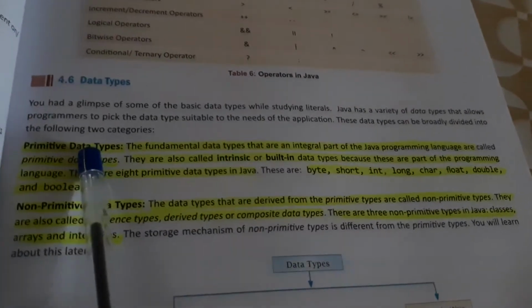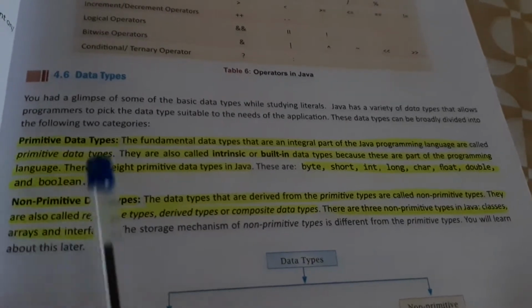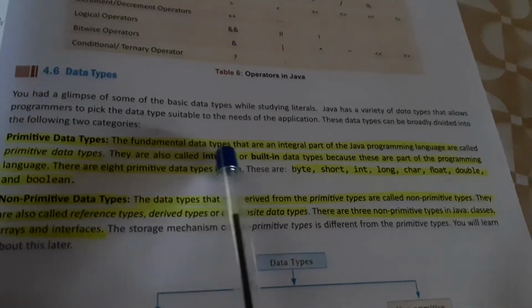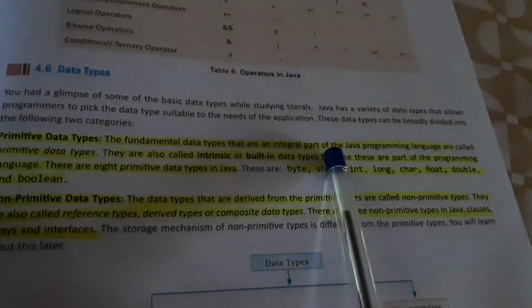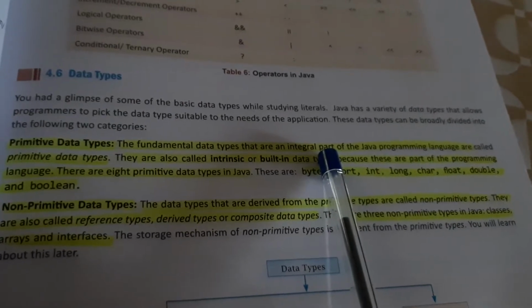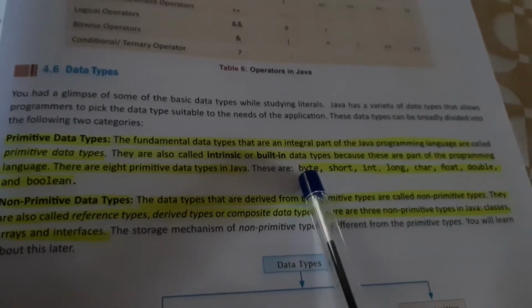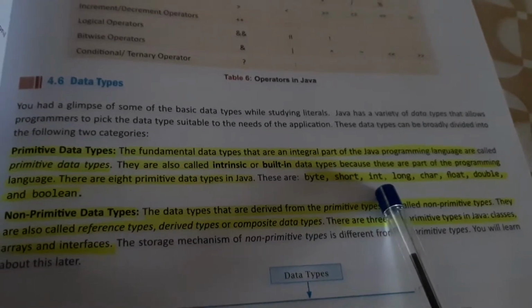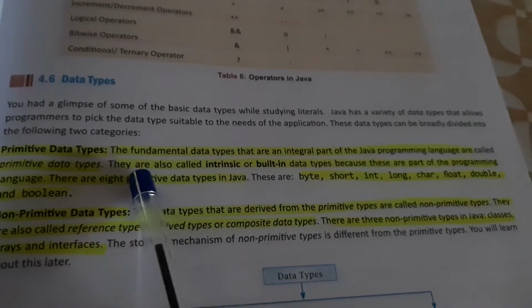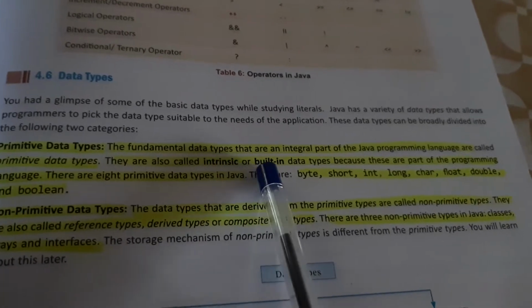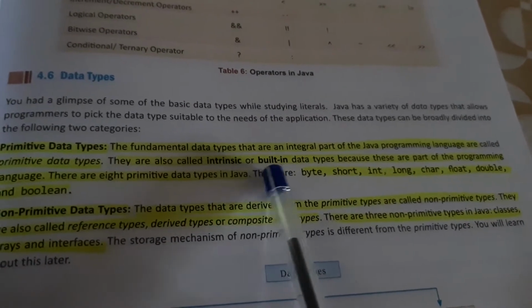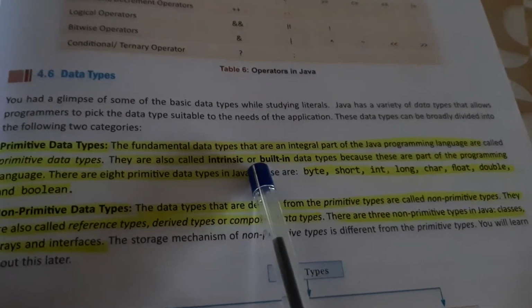There are two types of data type: primitive and non-primitive. Primitives are inbuilt data types, in the sense that these are the fundamental data types that are an integral part of the Java programming language. Integral part of the Java programming language means it is already there in the library. We just take it from there and try to use it in the program. These are also called primitive data types by other names.